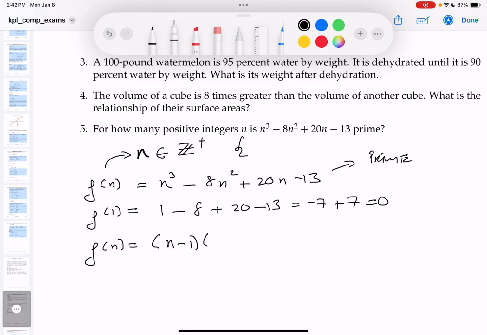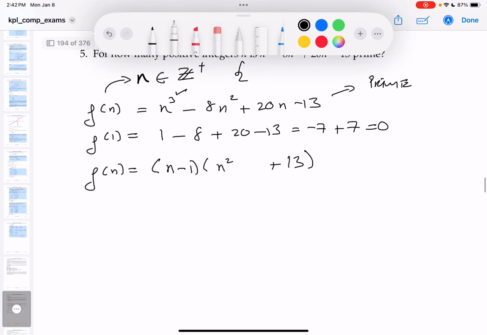Now the question is, what's over here? It's certainly going to be quadratic, all right? I certainly know it's going to be n squared. And looking at the end of it, I know it's going to be plus 13. I don't know the internal part, though. We could equate coefficients. I'm going to do it by long division, though. So n minus 1 into n cubed minus 8n squared plus 20n minus 13.